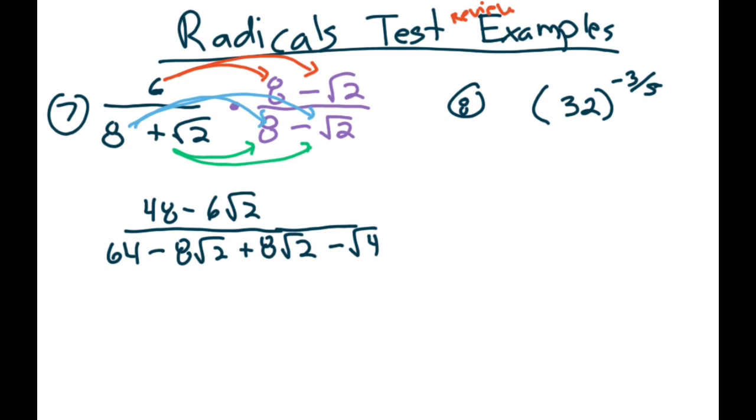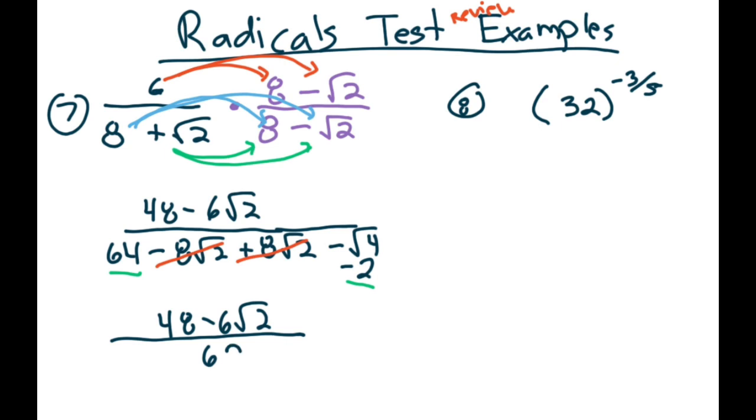And then I'll simplify. I can't do anything on the numerator, so the numerator stays. Now on the denominator, I notice that the negative 8 square root of 2 and the positive 8 square root of 2 cancel out. And then square root of 4, really, this is just a minus 2. So when I combine like terms, 64 minus 2 is 62.